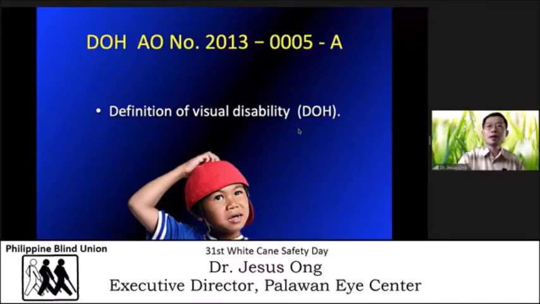Now, I will be discussing about this DOH. DOH means the Department of Health Administrative Order Number 2013-005-A. So ano tong document na to? Dito kasi naka-define kung ano nga ba ang visual disability.